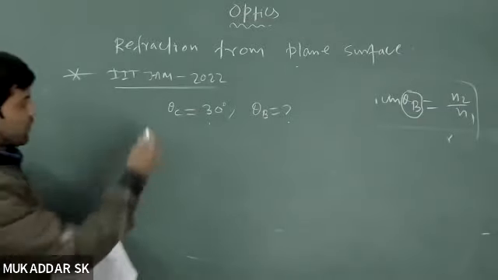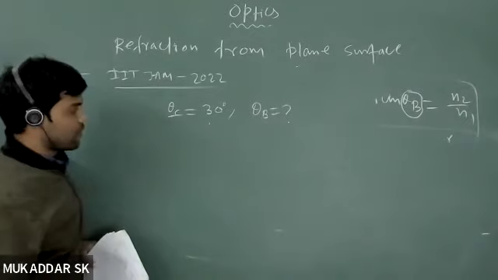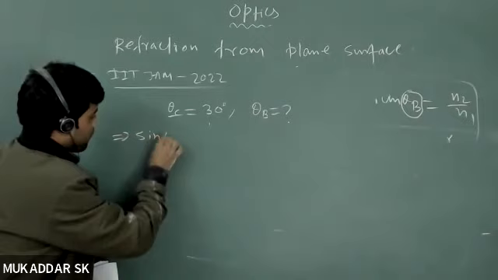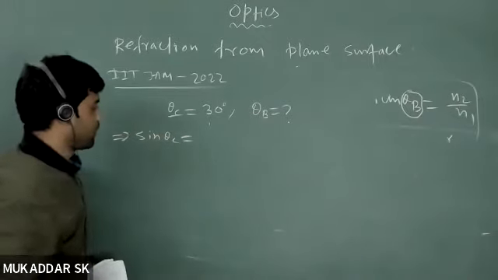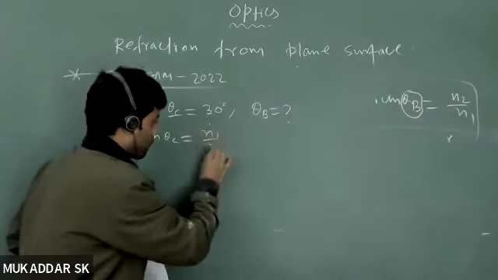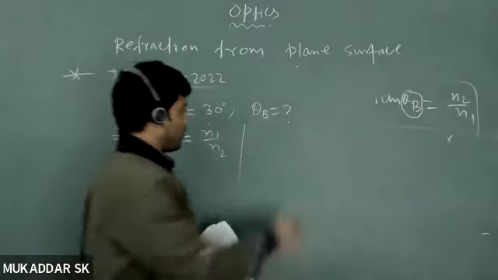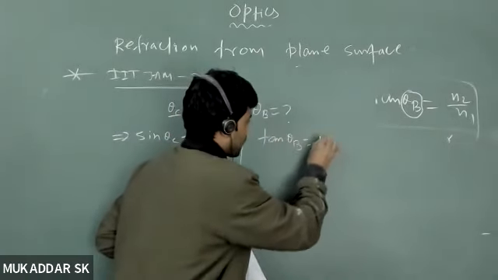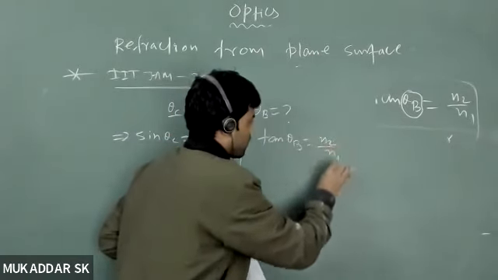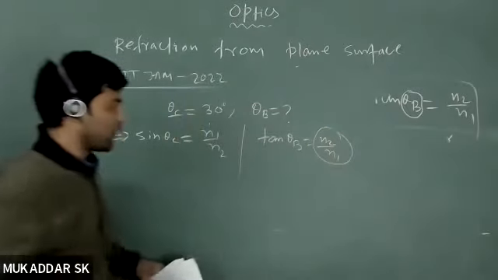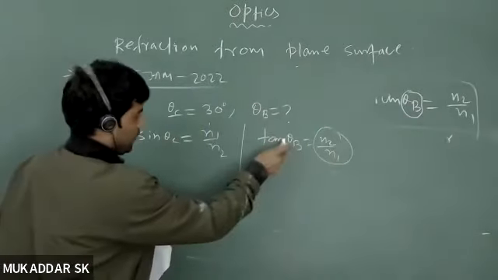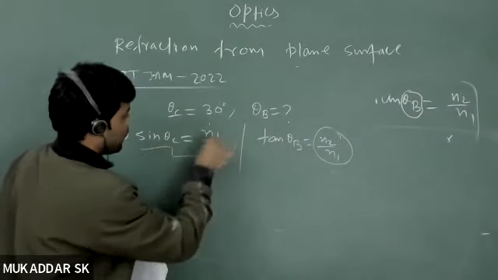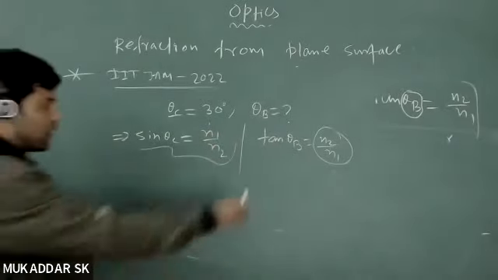Okay. So from this critical angle, I can calculate the ratio of n1 and n2, right? We know this formula: sin theta c is nothing but n1 by n2, as we have derived. And we know that tan theta b is nothing but n2 by n1. So if I can calculate this ratio n2 by n1, I can calculate theta b.